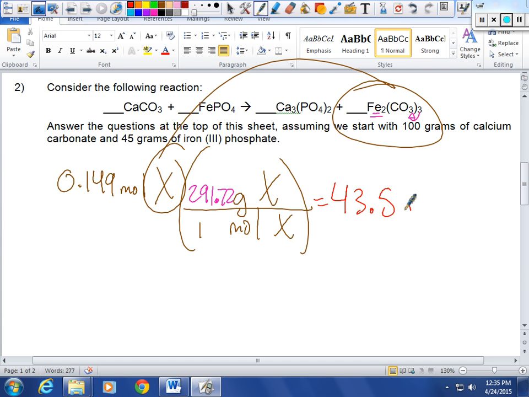43.5 grams of X. But obviously X is iron 3 carbonate. This one. Yeah. Is she checking out? Okay. All right, any questions? Fantastic. That's it.